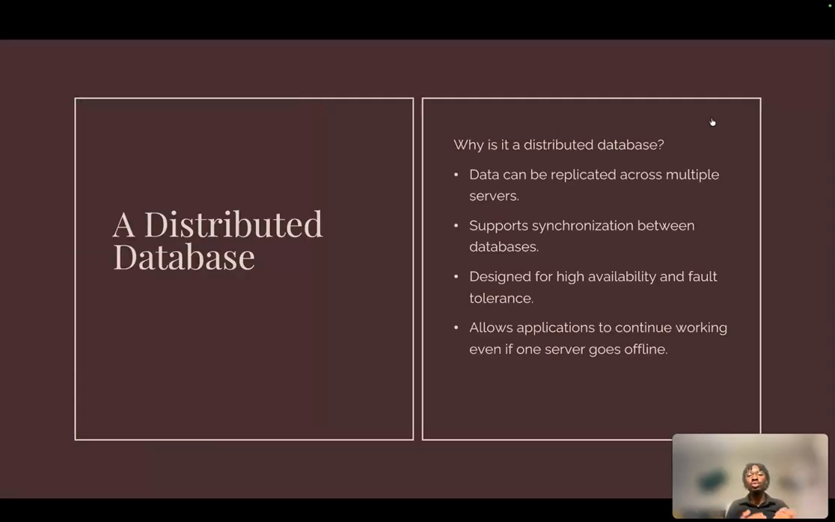Next, let's go into what type of database it is. So that follows the initial question, which is why is it a distributed database? It's a distributed database because data can be replicated across multiple servers. It supports synchronization between databases. So like previously said, it can move from one to another. It is designed for high availability and fault tolerance. And lastly, it allows applications to continue working even if one server goes offline, which all of these explain why it is a distributed database.